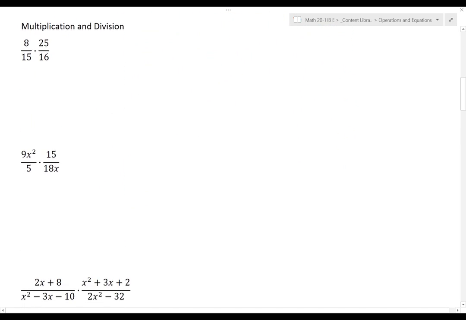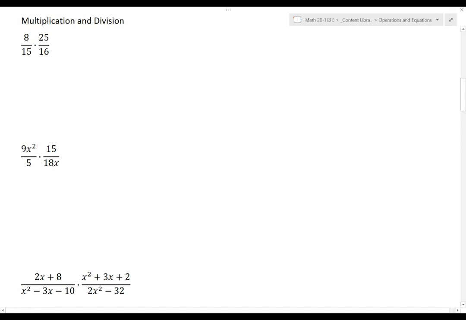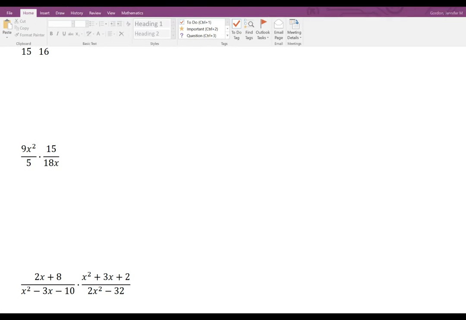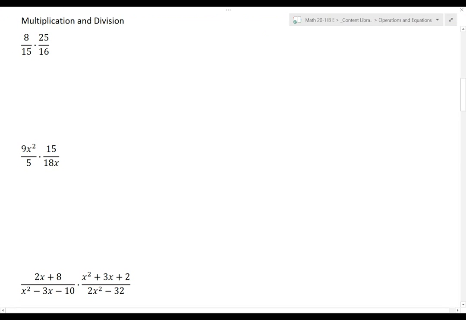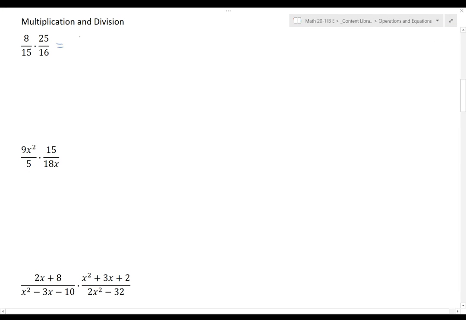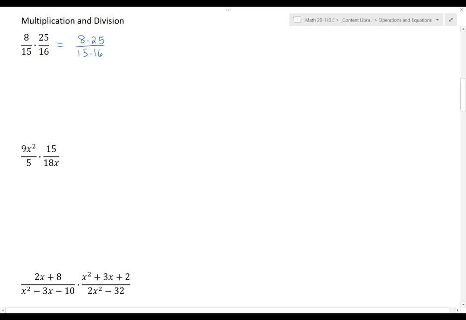Multiplication to start. Remember that, essentially for fractions, multiplication is the same as simplification. So we multiply across the numerators. So this would be 8 times 25 and 15 times 16. But I'm actually not going to bother doing that multiplication because our next step would be to simplify the fraction. So simplifying involves factoring, and factoring is the opposite of multiplication. So why would I multiply those two numbers together just to have to divide them back up again?